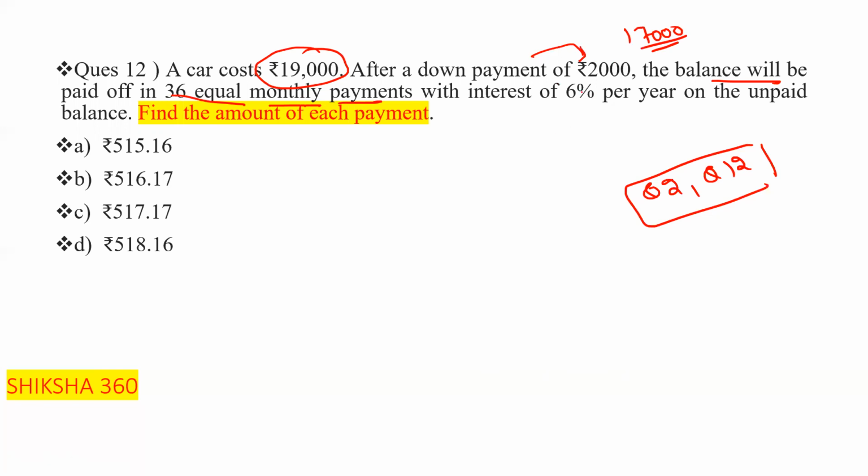With an interest rate of 6% per year on the unpaid balance, find the amount of each payment. So try to solve this question, and comment in the comment section what the answer to this question is.